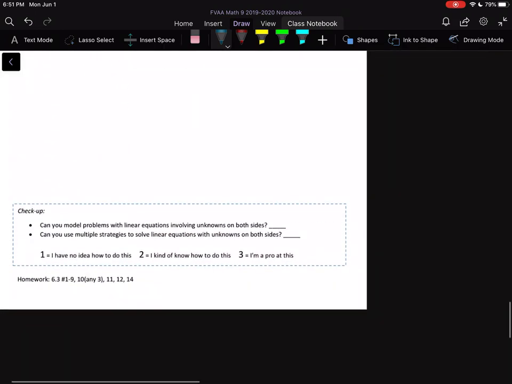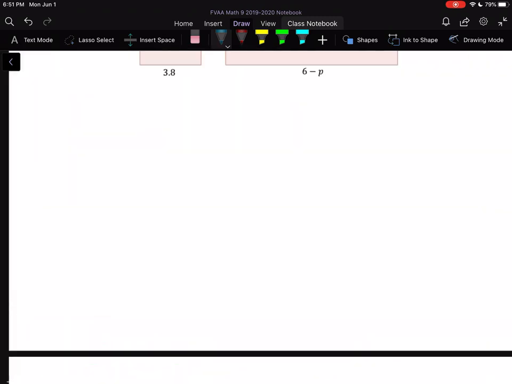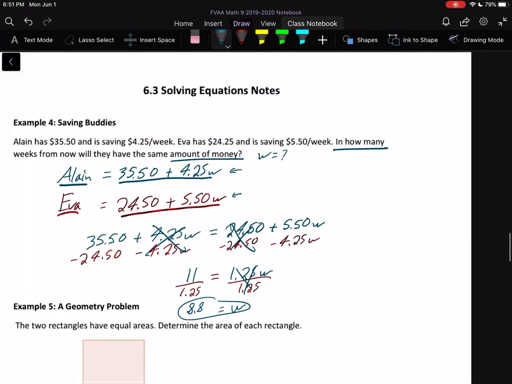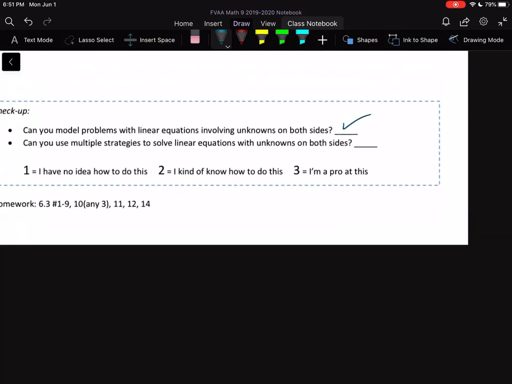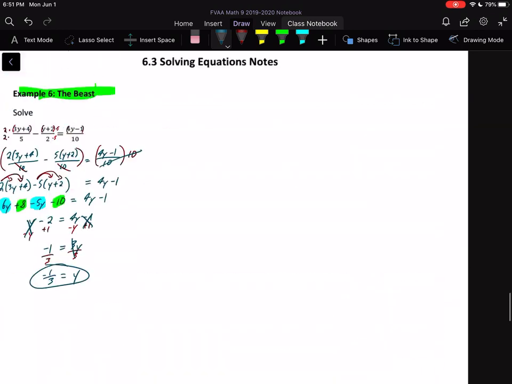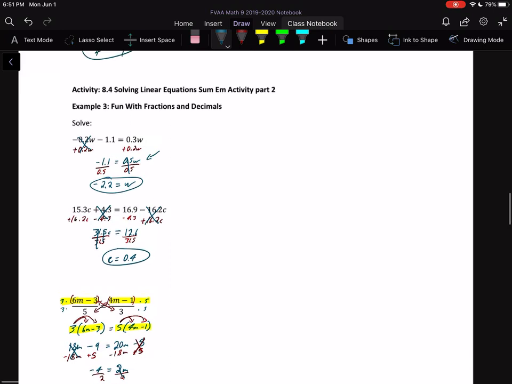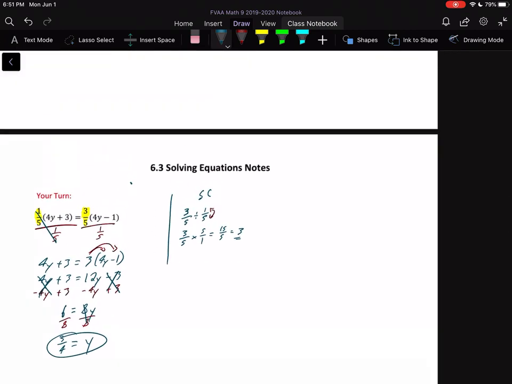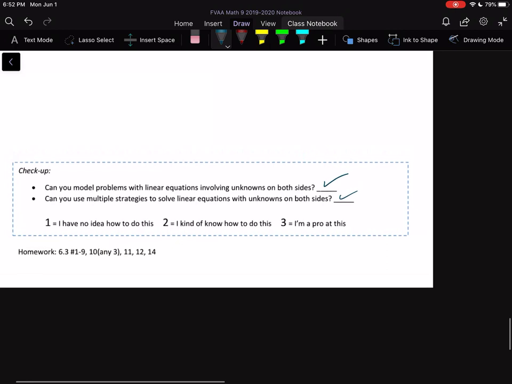So for your homework, go through: can you model a problem with linear equations involving unknowns on both sides? We did a couple examples of that. One was this surface area question, which we did in the quiz. The other one was the money question here. Both of those had that. And then, can you use multiple strategies to solve linear equations? We use distribution sometimes to get rid of the brackets, common denominators, dividing both sides before distributing, especially if there's a fraction there, those kinds of things. Lots of different strategies, lots of different approaches.